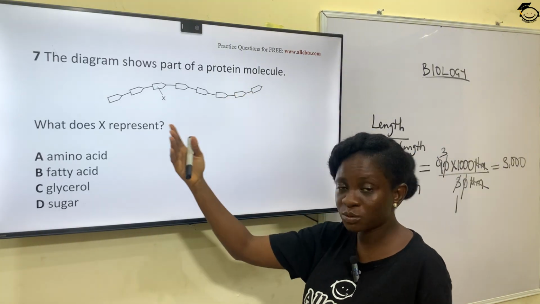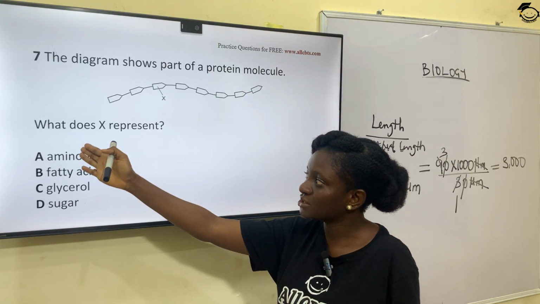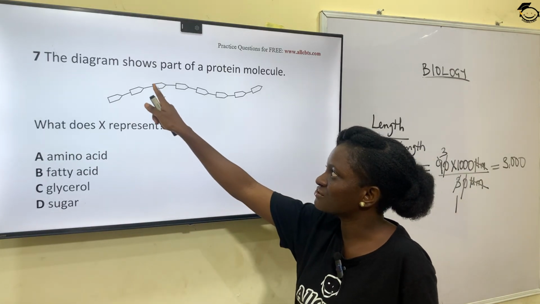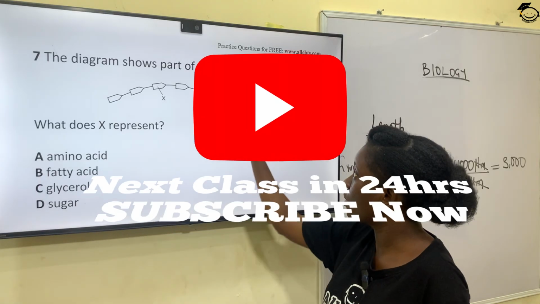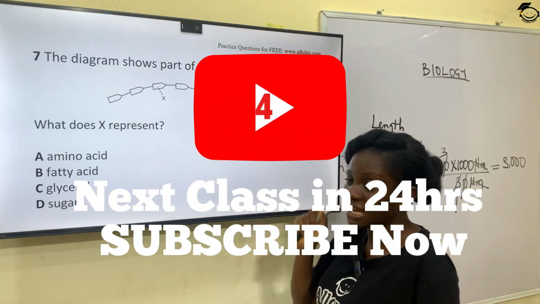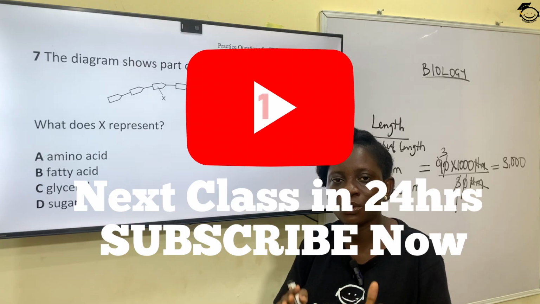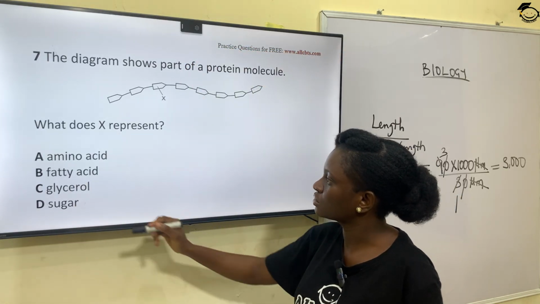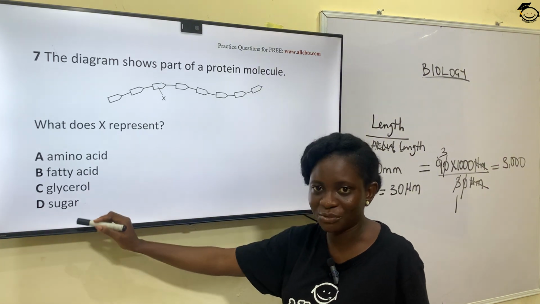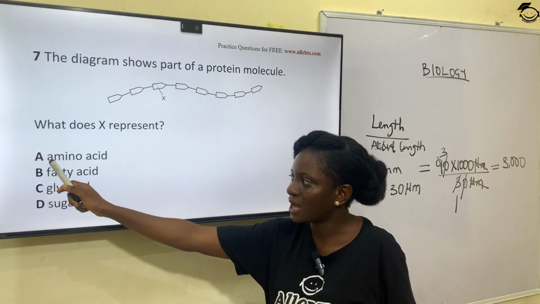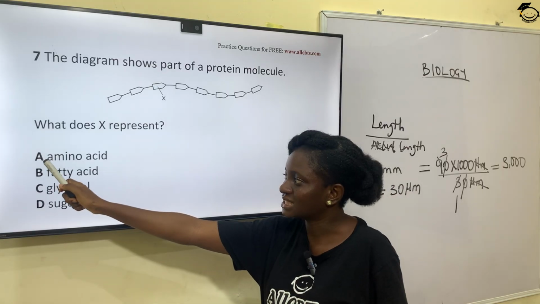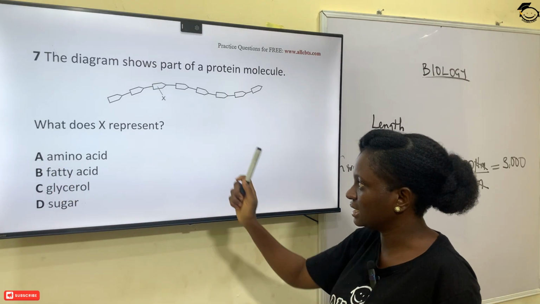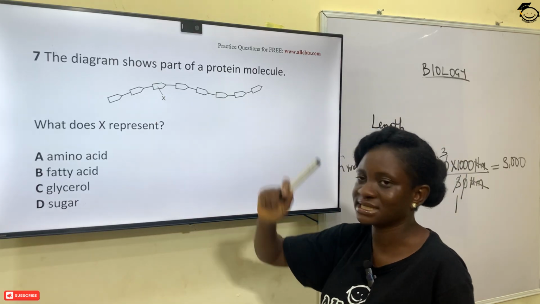So these are chains of amino acids that are connected by peptide bonds to form a complex molecule known as protein. So looking at the question, it says, what does X represent? This X represents just one unit of this protein molecule. And I've explained earlier that amino acids are smaller units of protein molecules. So from these options provided here, we can see amino acid tallies with option A. So option A, amino acid, is what X represents here.